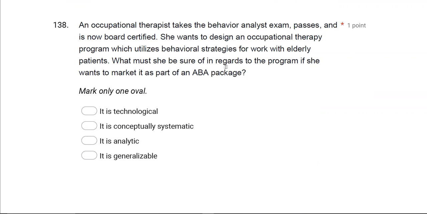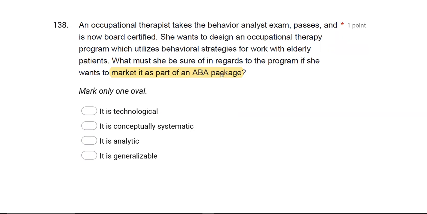In this case, they're really asking about marketing it as part of an ABA package. So she's going to represent herself as this behavior analyst who's got this behavior analytic package. What's most important there? A, it is technological. Technological is going to be important if she needs other people to start implementing this thing. We're not really worried about that. We're worried about her representing it as part of an ABA package.